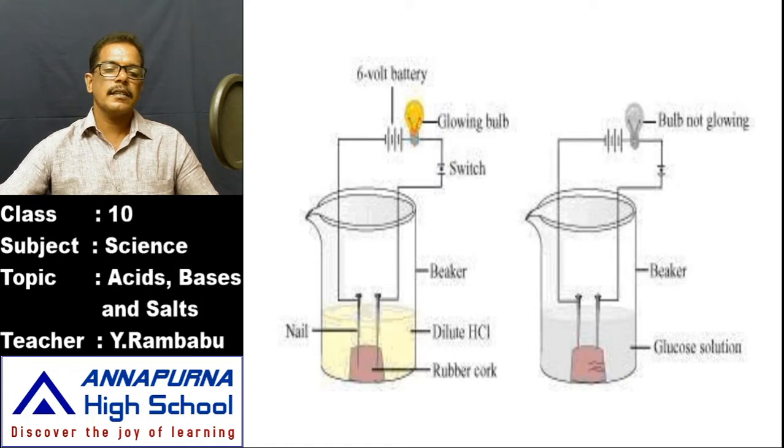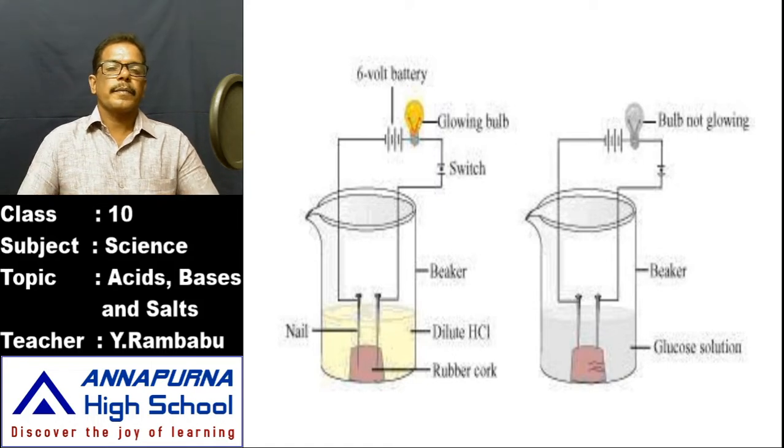Fix 2 iron nails to this rubber cork and place the rubber cork in the beaker as shown in the figure. Take connecting wires. One wire is connected to one iron nail and the other to the other iron nail, and these two are connected to a 6 volts battery. But don't connect to a power supply or inverter battery or battery eliminator. We have to use a 6 volts or 9 volts battery. These two ends are connected to the battery with a switch and a bulb. Here the power supplier is the battery, the power utilizer is the bulb, and the switch is used to close or break the circuit.